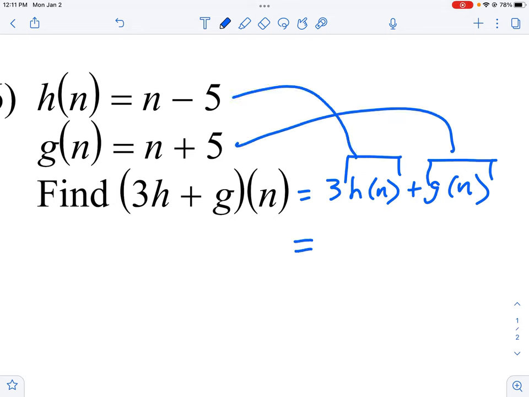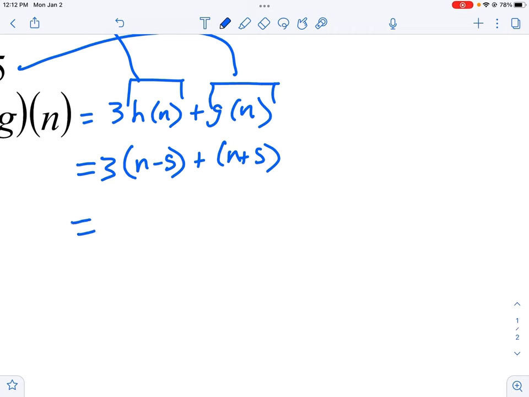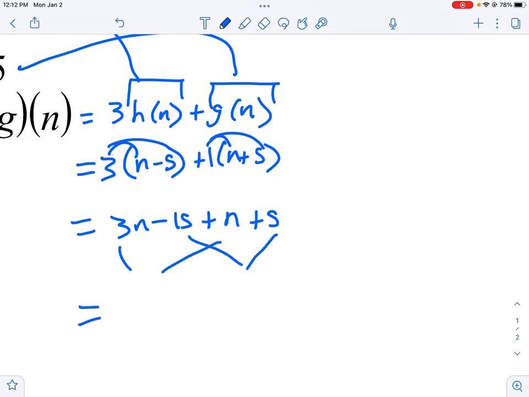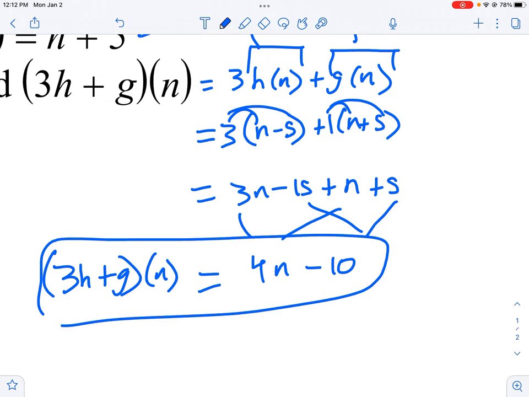is. So it's going to make 3 parenthesis n minus 5, because that's what h of n is. And then plus parenthesis n plus 5, because that's what g is. And the rest of this is simplifying. Distribute, distribute. There's a 1 here, so distribute the 1. We got 3n minus 15 plus n plus 5. The n's come together, the non-n's come together, and we got 4n minus 10, and that is what 3h plus g of n is. Ta-da!